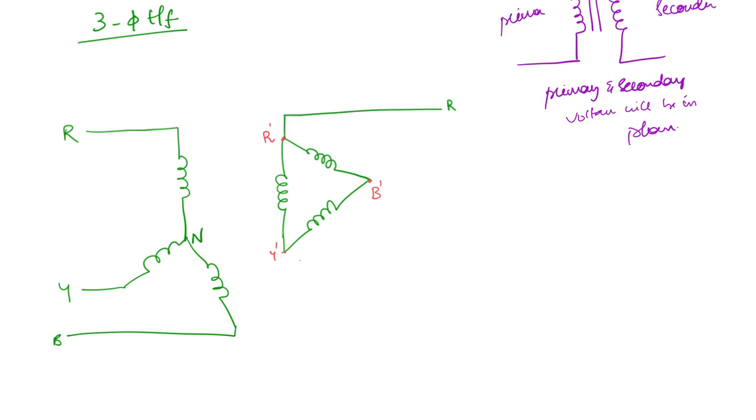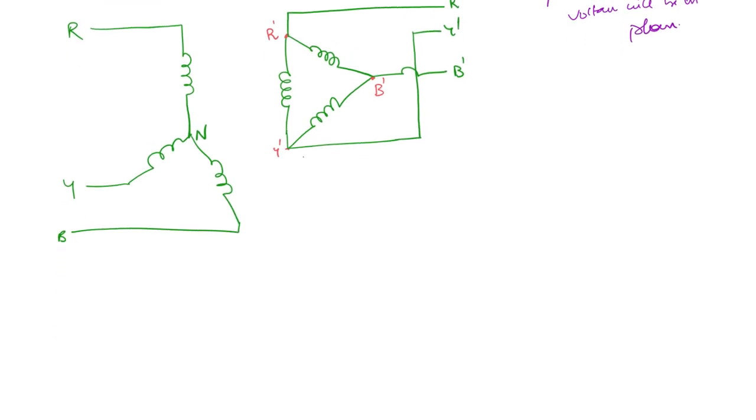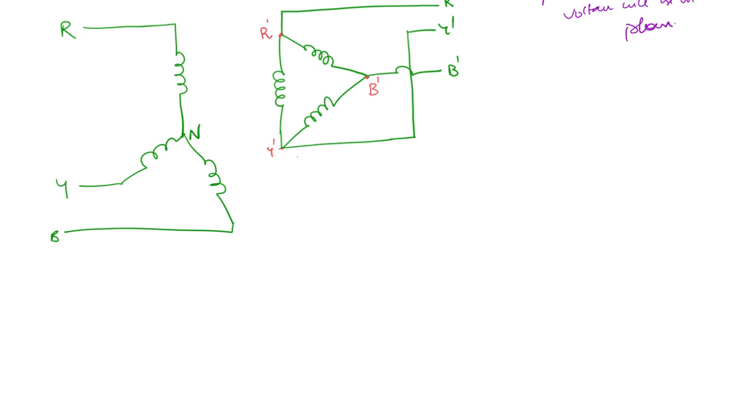This is going to be R dash. This is going to be Y dash. And this is going to be B dash. Okay. So now we will draw the phasor diagram. The phase to neutral voltages are VRN, VYN and VBN, right?